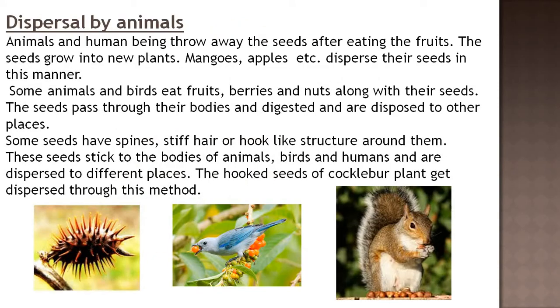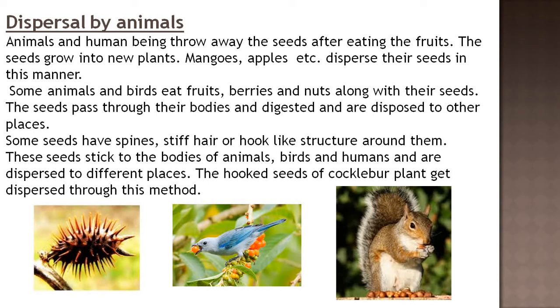Next is dispersal by animals. Animals and human beings eat many of the fruits like mango. Nowadays we are eating mango and we throw the seeds. So we and other animals also eat the fruits and throw these seeds. The seeds grow into new plants. Mango, apple, etc. disperse their seed in this manner.